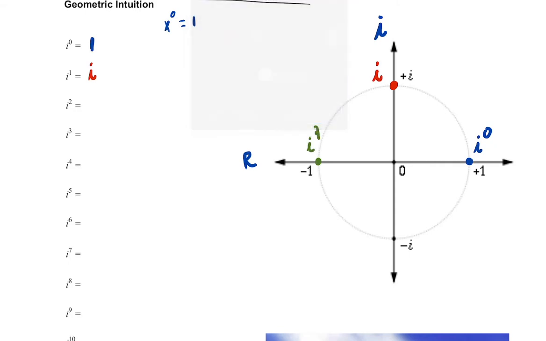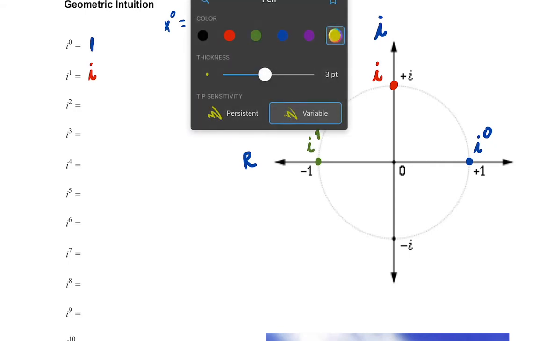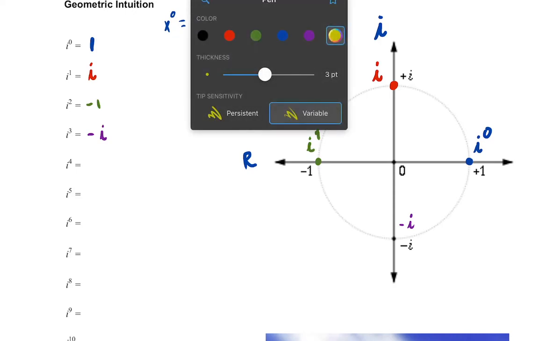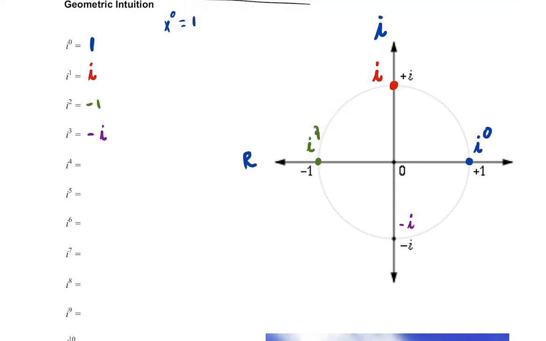And then we'd have I to the third. Well, so let's do that there. I squared is -1. Then we'd have I to the third is -I, as we showed before. And so it's right there. And now here's where it starts to really click. If we go around again, I to the fourth, since it's I squared times I squared, since it's -1 times -1, is back to 1.